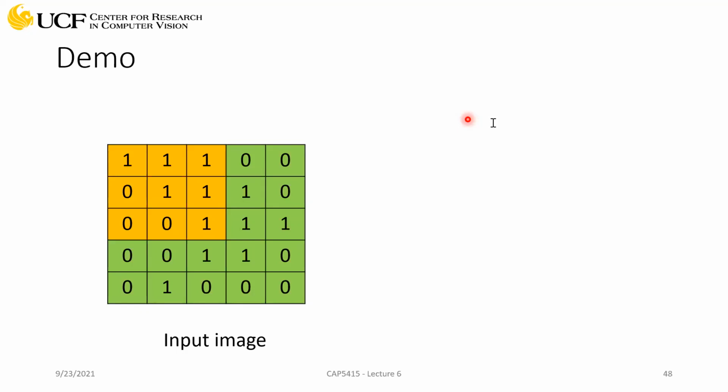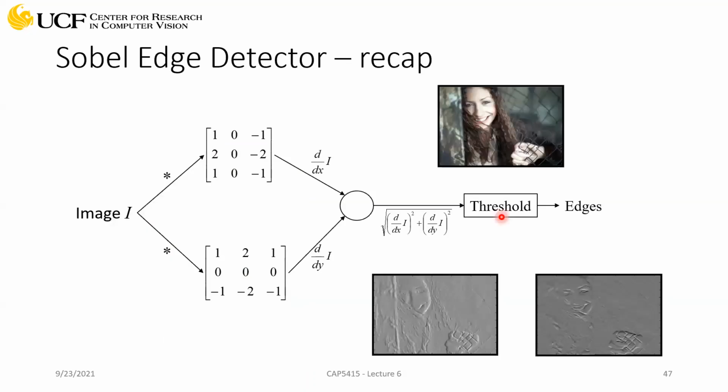I think there is a question from Mehdi. How can we get from 3 channels to 1 channel? Okay, so let me go back.